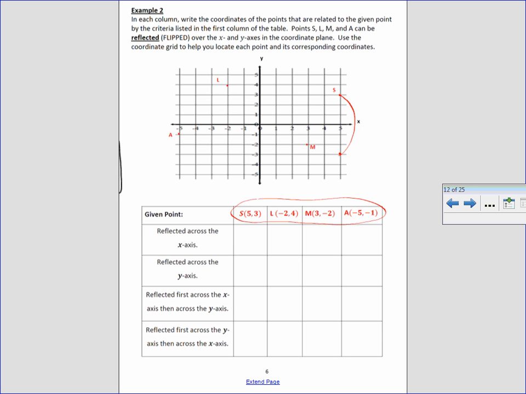What are those coordinates now? Shane. Correct. 5, negative 3. That goes there. Now I'm going to reflect across the y-axis. Still, no matter what, I've got to be 5 units from y, 3 units from x. But if I go across the y, what quadrant do I wind up in?